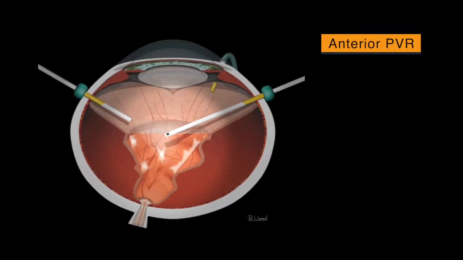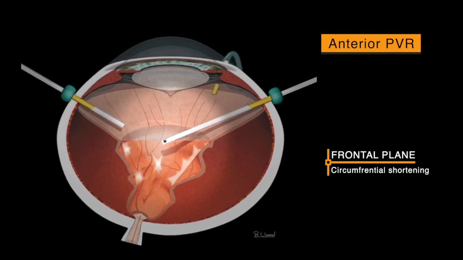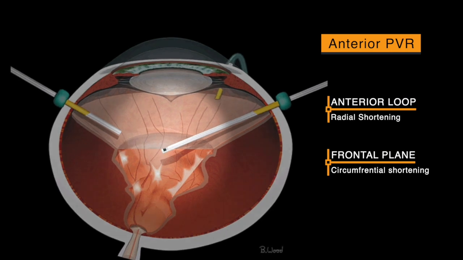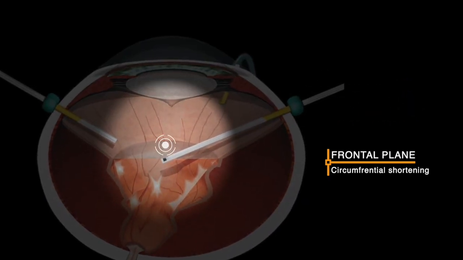Welcome, I'm Dr. Hannan, and today's surgical case is a classic example of one of the two types of anterior PVR, and that is frontal-plane PVR. Frontal-plane PVR is in fact a circumferential equatorial ridge shortening of the vitreous that pulls the retina centrally.